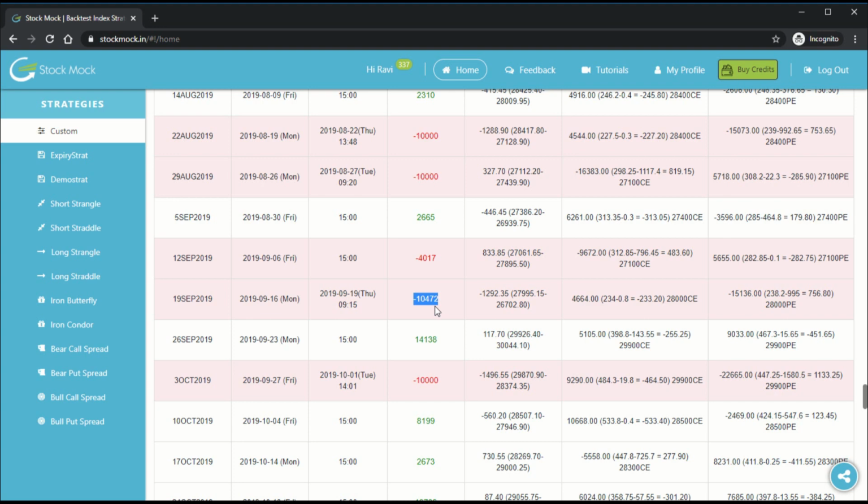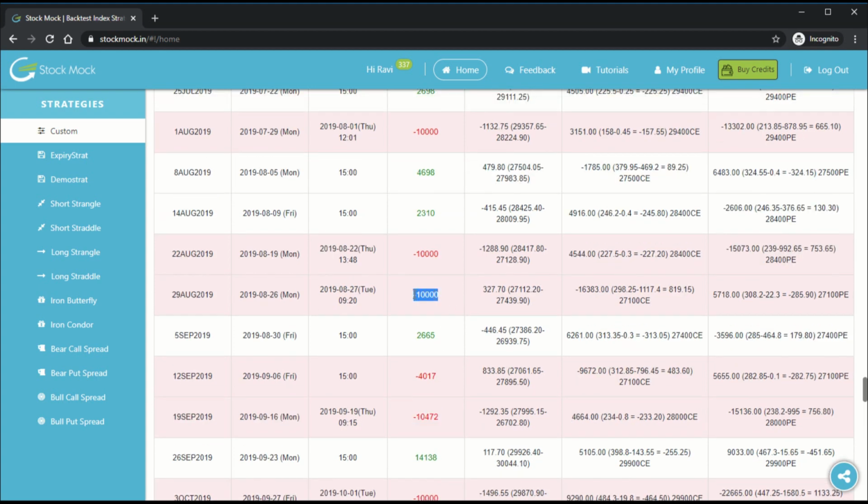In this case, at 9:15 on 19 September 2019, the loss has crossed 10,000 rupees and has opened at 10,472. So at this point, StockMock has exited all the legs in that particular strategy and reported the loss. For all the other cases, the max loss is capped at 10,000 rupees.